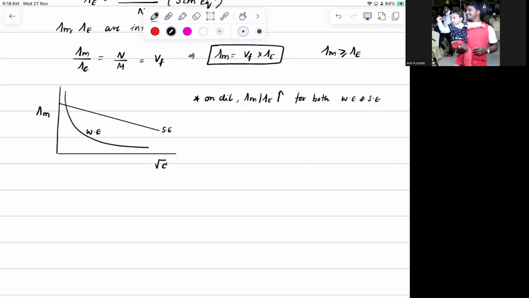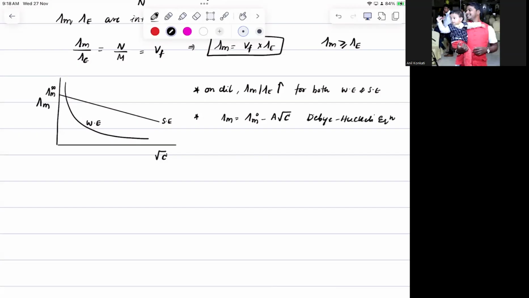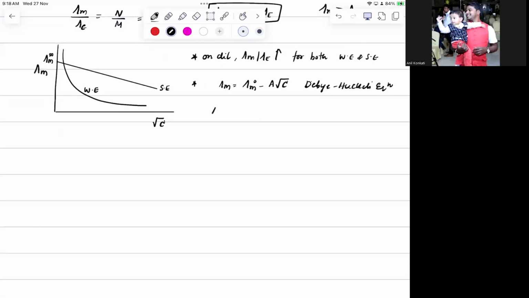Next, these values are lambda M infinity or lambda M naught, where they are touching at almost zero concentration. So lambda M can be written as lambda M naught minus some constant A into root C. And this is known as Debye-Huckel's equation, everybody.